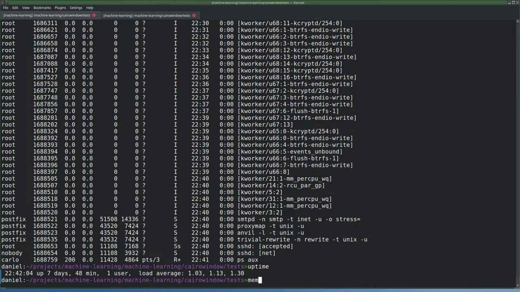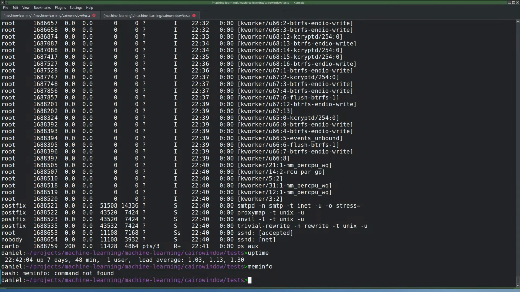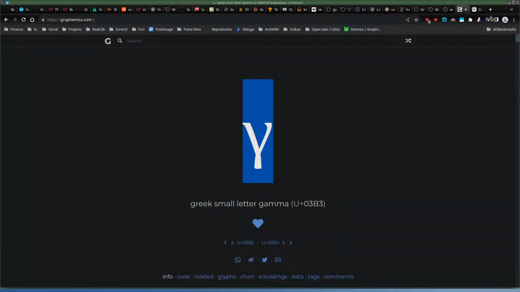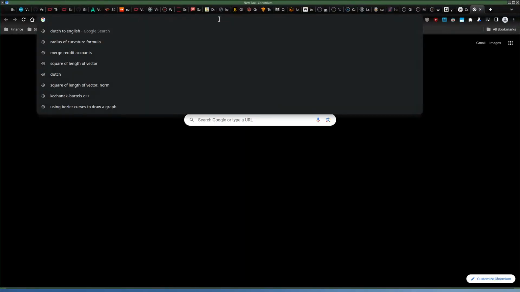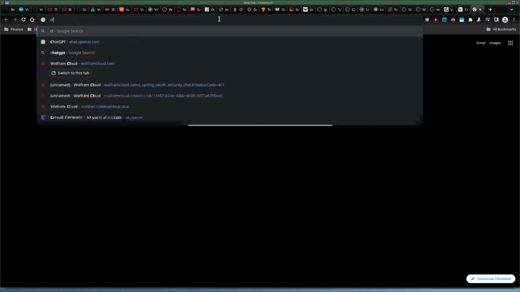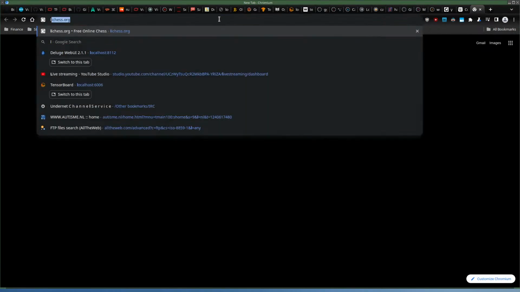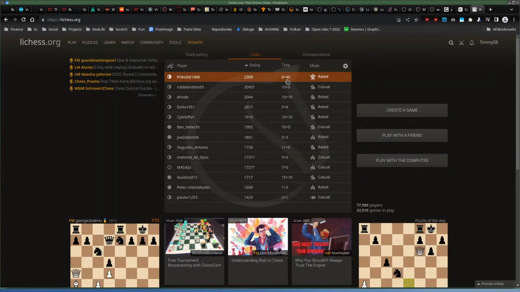Do I have a command for mem info? Nope. I'm gonna quit for now. I don't feel like coding. Let's lose a game of chess. Lichess. Yeah, just type an L and now we have it.